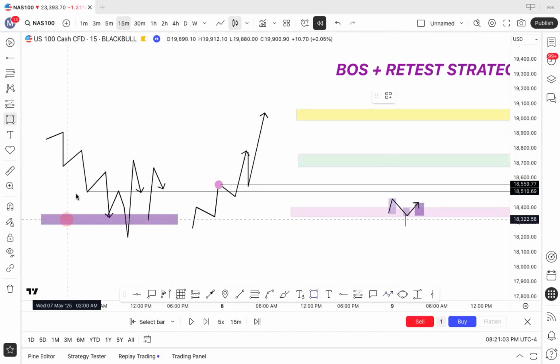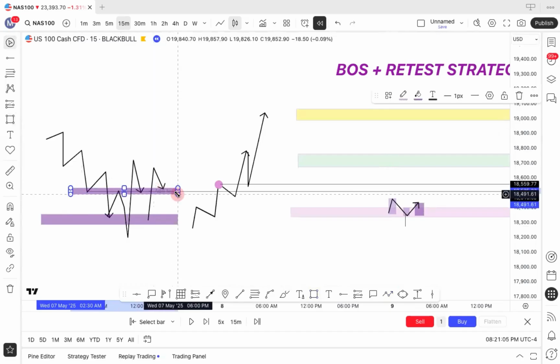And that is what break of structure and retest traders do. We're either going to look at a previous high, wait for a break of that level, hopefully get a retracement to get in on a higher low. But sometimes we might not have previous highs to go off of, because maybe price is just forming structure.